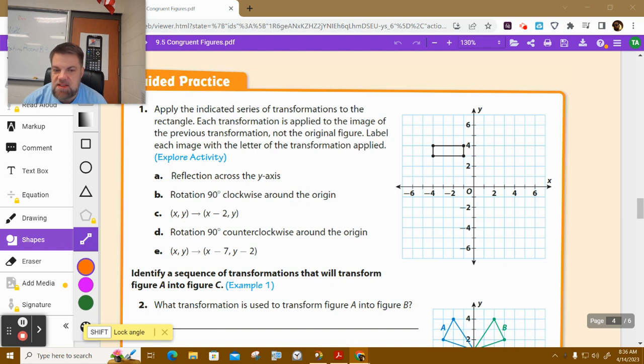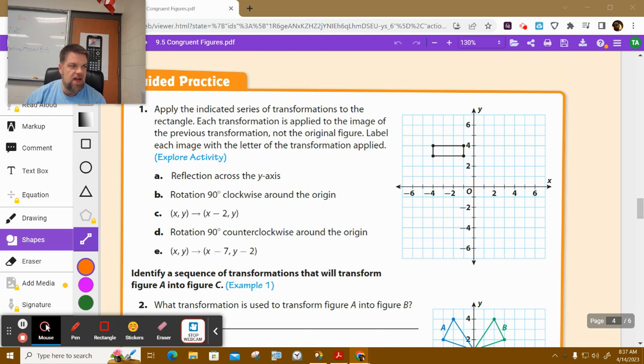For the guided practice, it says apply the indicated series of transformations to the rectangle. Each transformation is applied to the image of the previous transformation, not the original figure. Apply each image with the letter of the transformed label. So we're gonna label these after each transformation: A, B, defining what the image is.